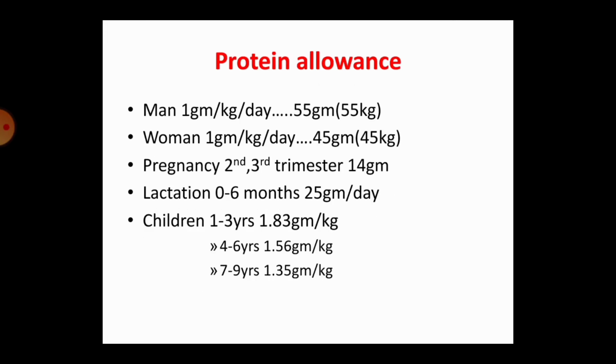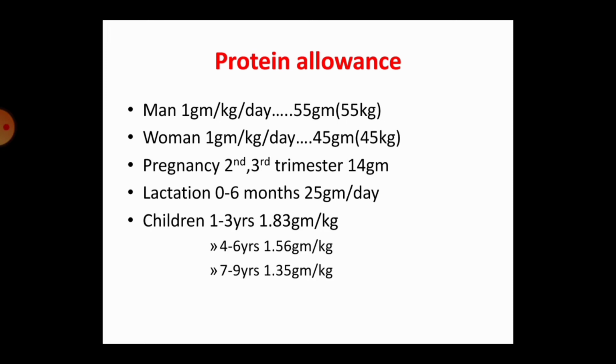Let us see the protein allowance. For man, it is 1 gram per kg per day. That is, a man weighing 55 kg has to consume 55 grams of protein daily. For women also same, 1 gram per kg per day. And for pregnancy state, especially second trimester and the third trimester, 14 gram is required. For lactation, up to 6 months, 25 grams per day.